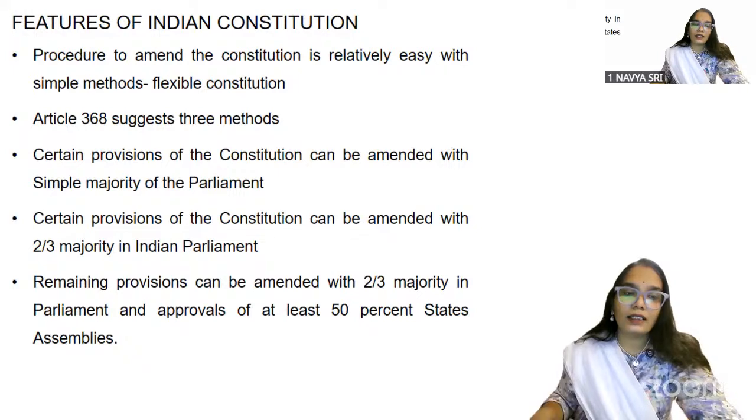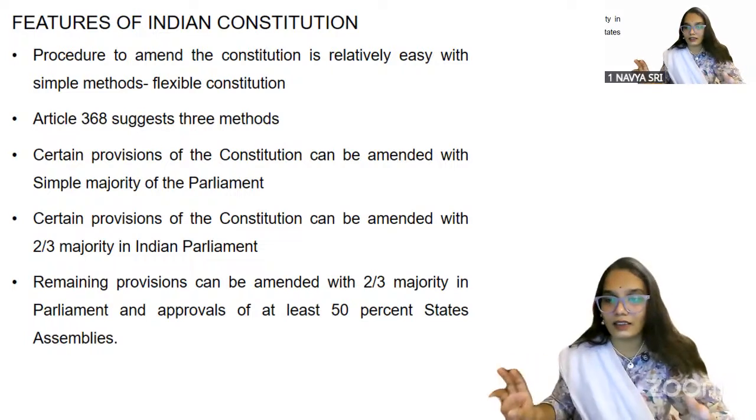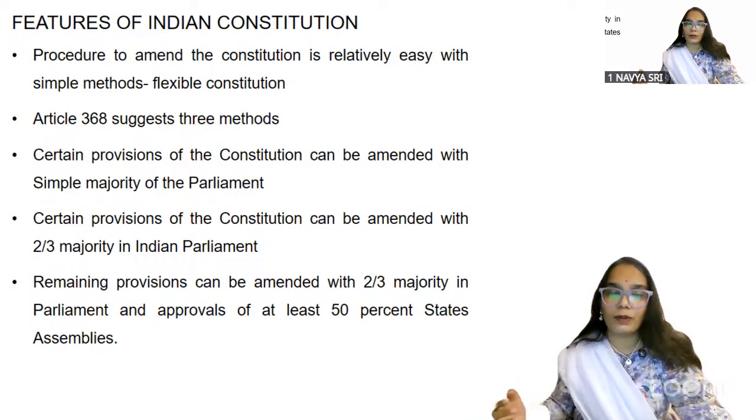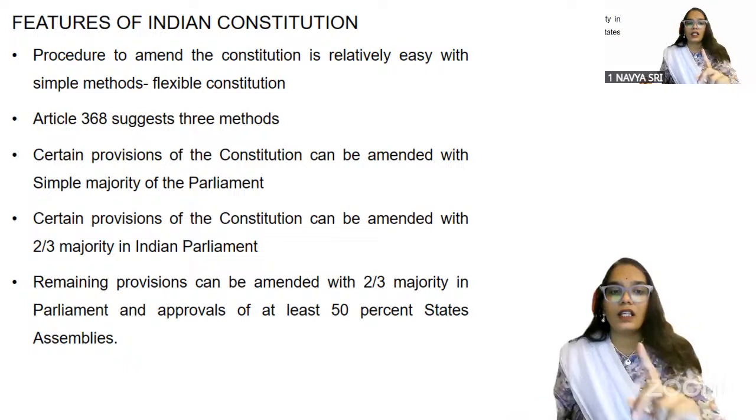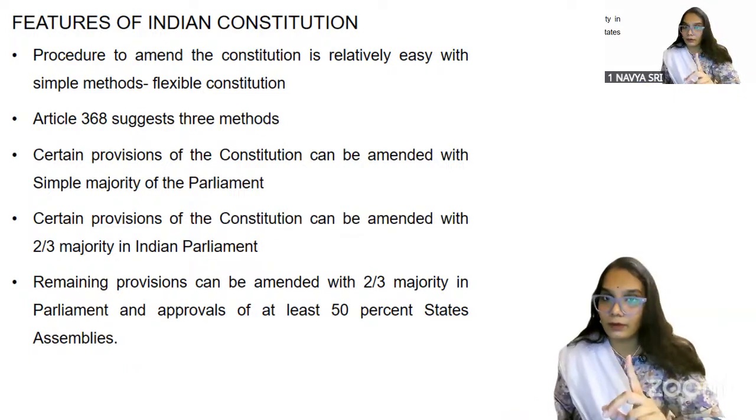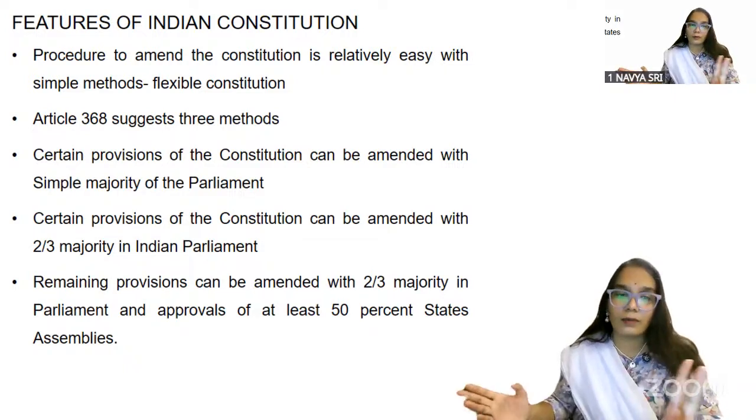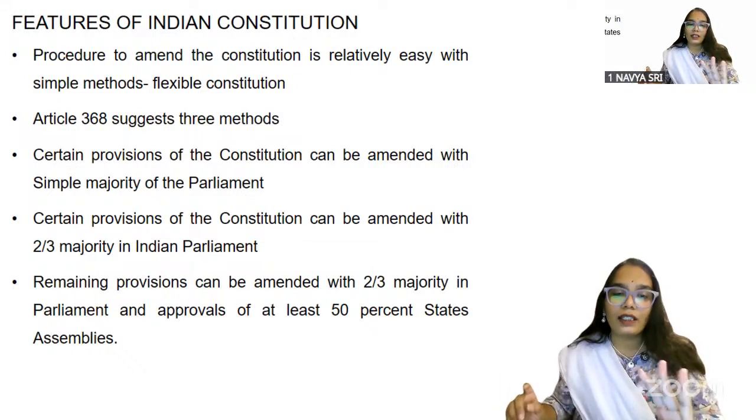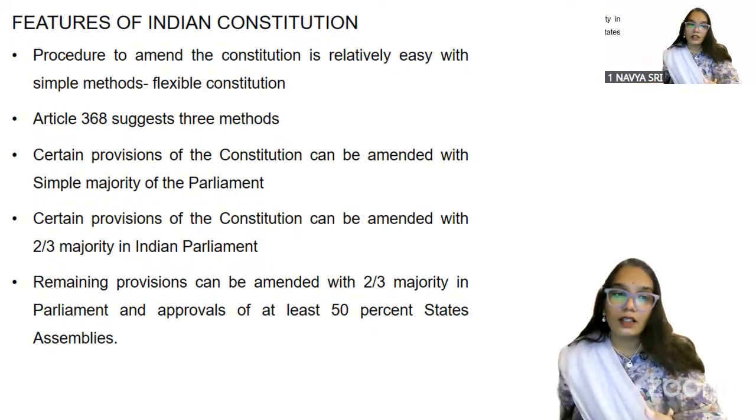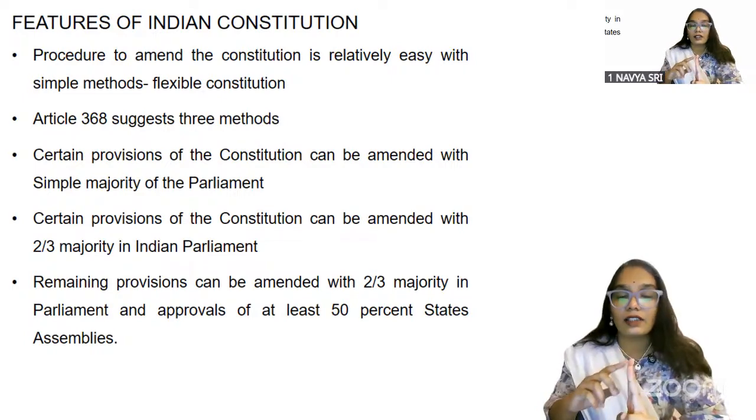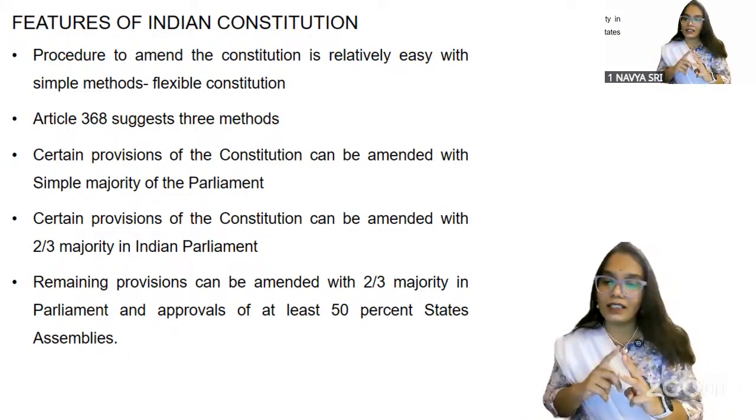Now, this can be seen in Article 368. Article 368 means amendments to the constitution. You have to remember this Article 368. The moment it pops up, the three features have to be on your fingertips. The first feature: certain provisions of the constitution can be amended by a simple majority of the parliament. Certain provisions can be amended by a two-third majority in the Indian parliament alone. The remaining provisions can be amended by a two-third majority of the parliament and approval of at least 50% of the state assemblies. So these are the three features. If Article 368 pops up, these three features have to be on your fingertips.